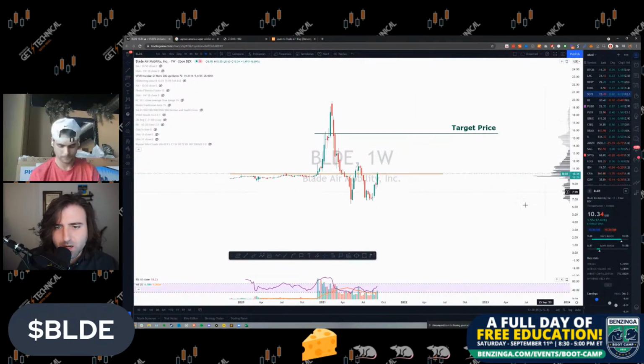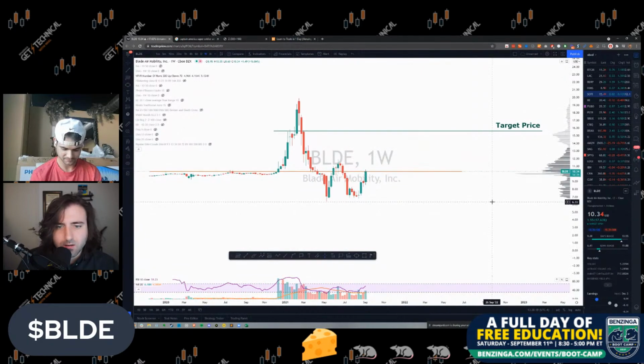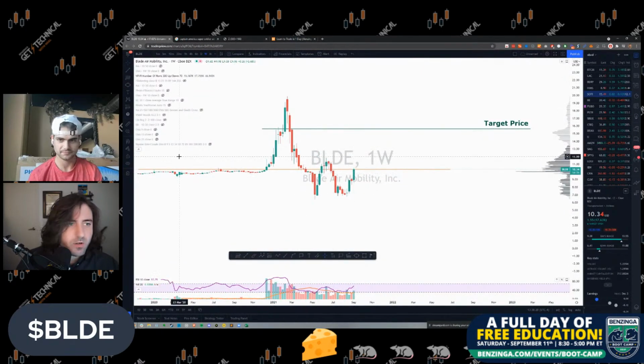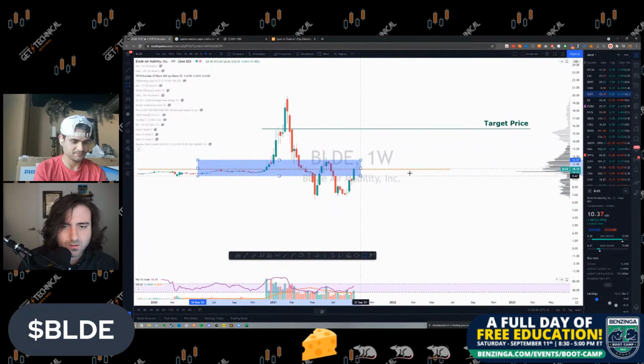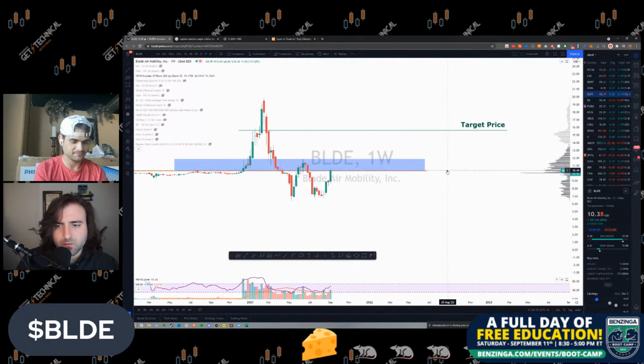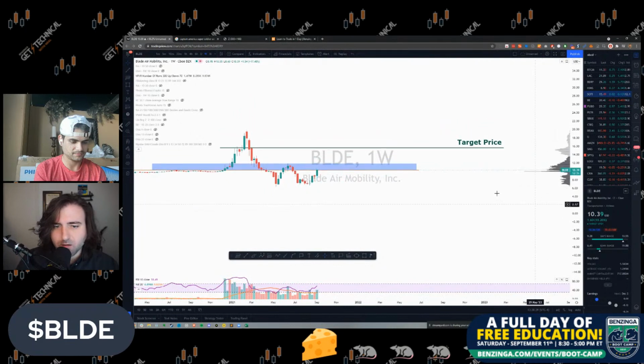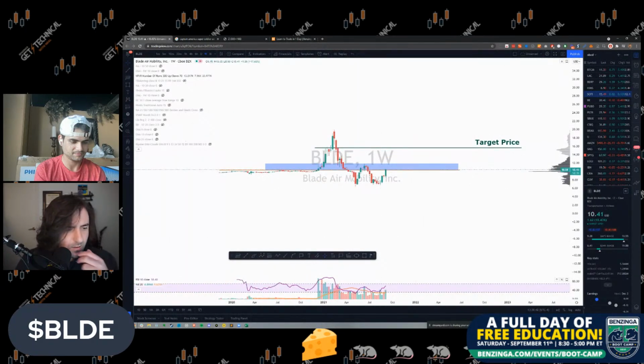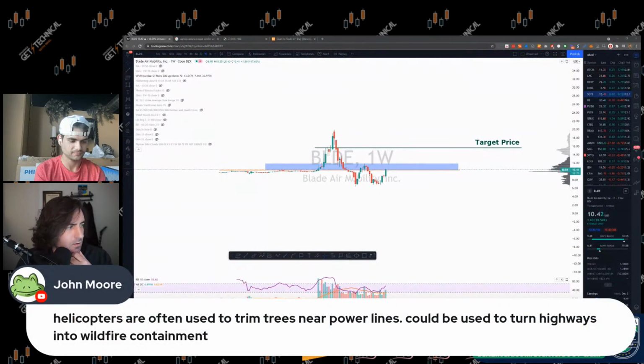For BLDE on the weekly, gonna want to see a breakout above the zone. This is our resistance right here. From here to its target price, another 50% to go. Dang. Nice looking double right there. Oh, is this a helicopter thing? Ah, wildfires. Okay. John Moore with the story.